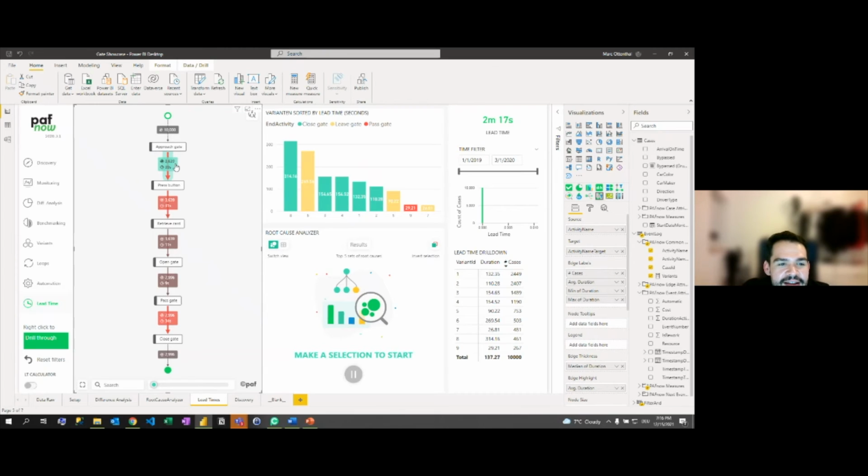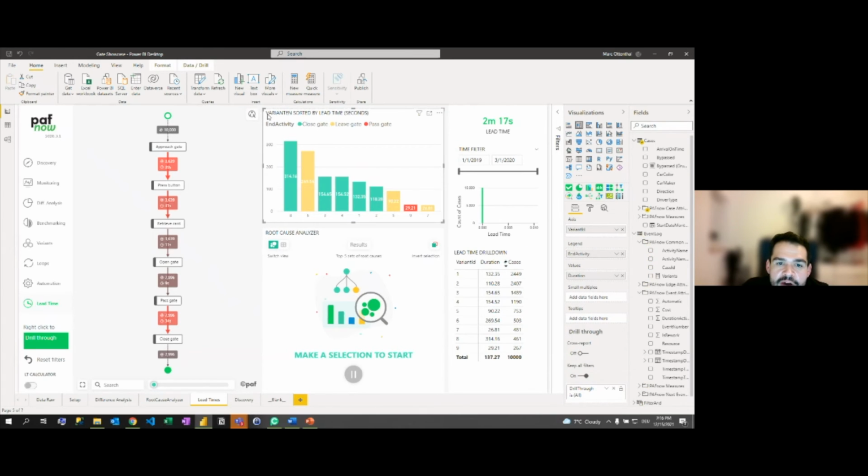What does the color tell us? Well, it tells us the amount of cases that went through. It tells us the duration below it, and it is highlighted by the duration. So it basically highlights the longest duration in the selected variant currently. And how will we select the variant? Well, we will select it here.